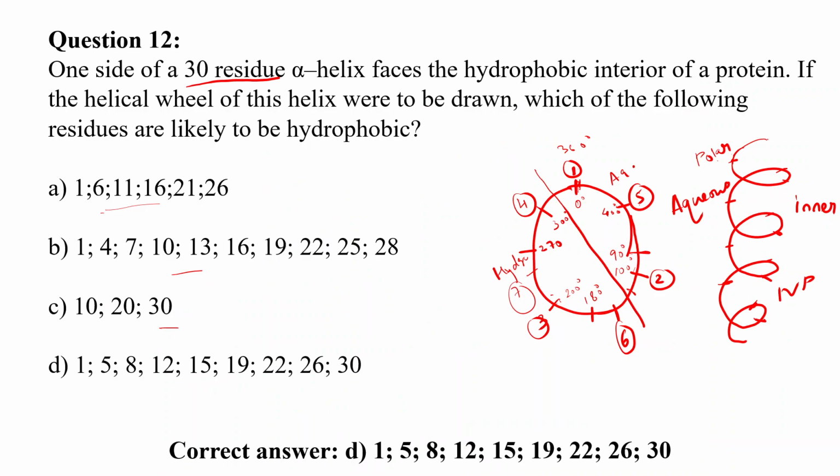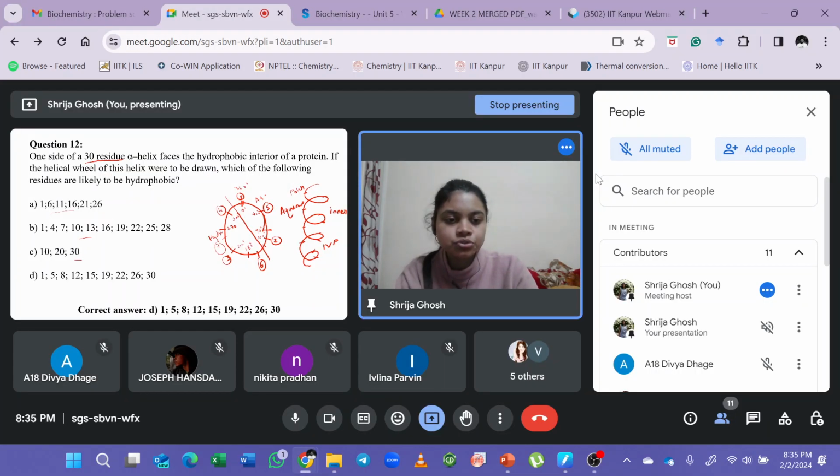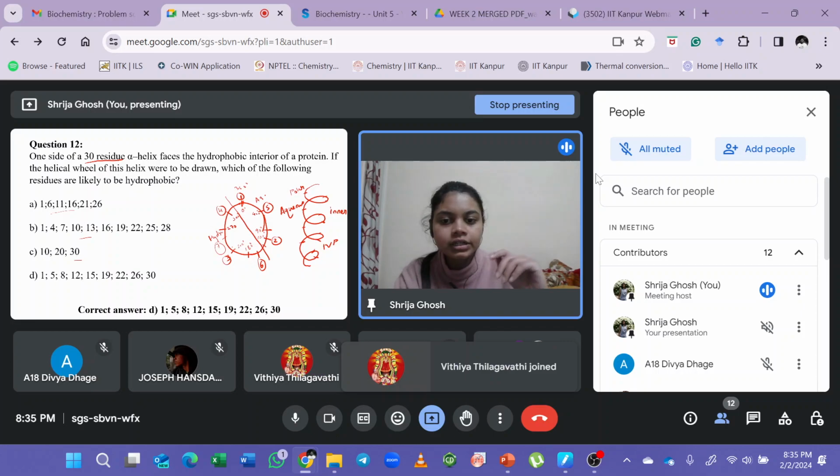So the correct answer for this question is option D. I hope everybody understood how to make a helical wheel. You could be asked how to make a helical wheel. I have another question also to discuss regarding the same topic. If you have any doubt on this, you can ask me. I can again explain.